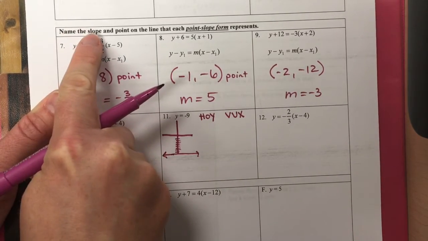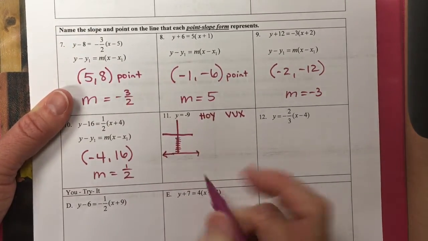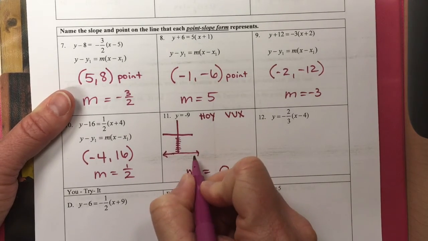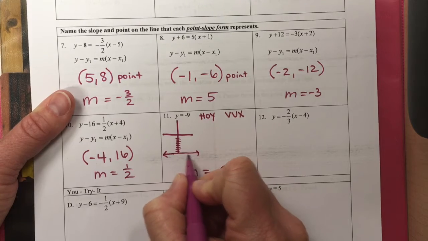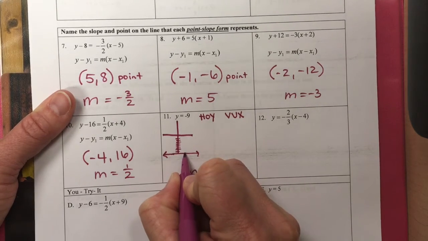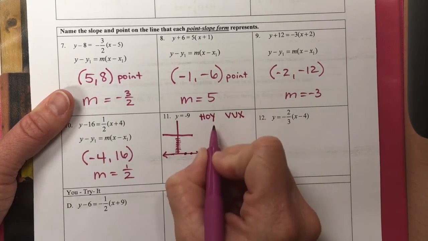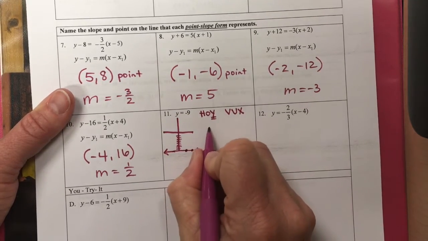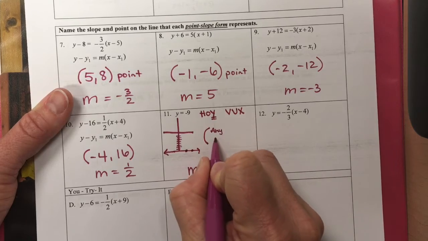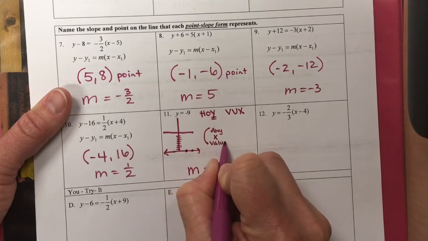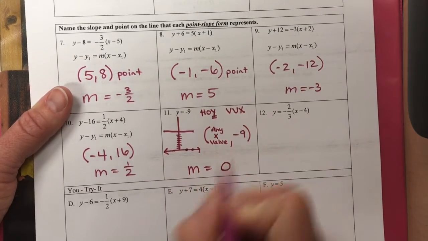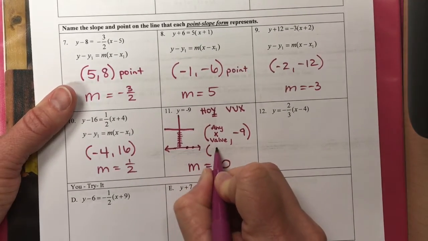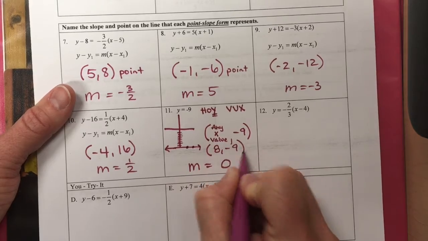So I know I can name the slope because a horizontal line has 0 slope. And a point on your horizontal line could be any point you want as long as your y value, because the y has to always be -9. So you could name any x value, but you have to have -9 for your y value. So name any number you want. How about 8, -9? That would work.